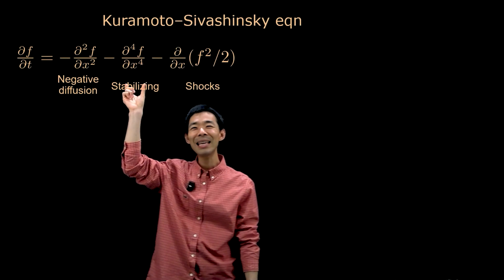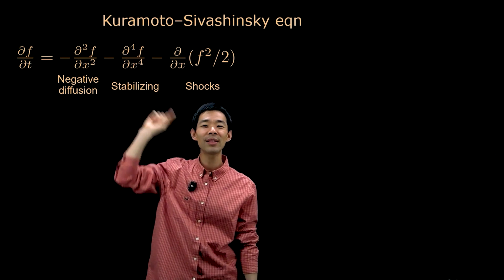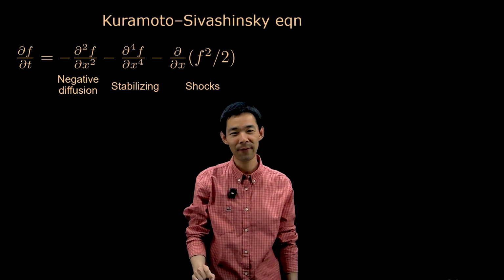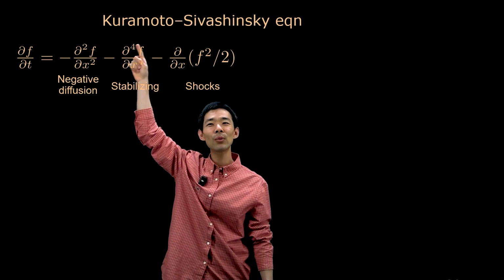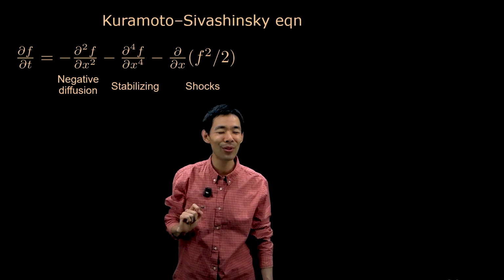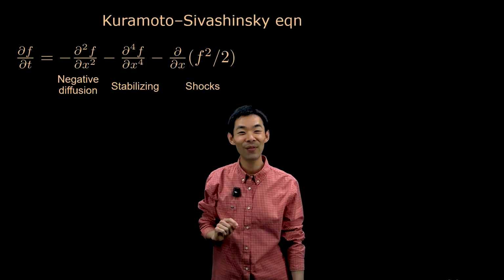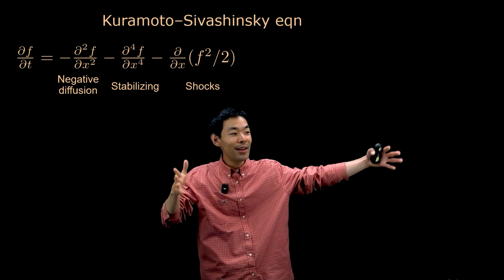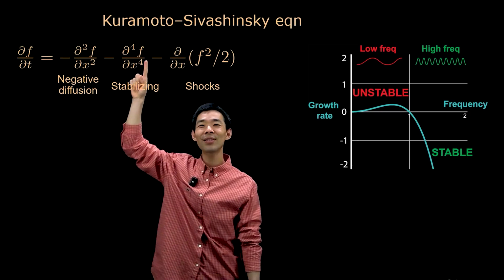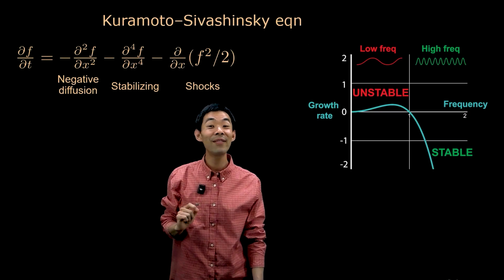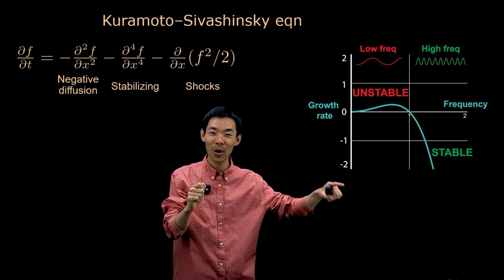However, in the Kuramoto-Sivashinsky equation, there is an additional term on the right-hand side, which is a fourth order derivative. What's interesting about this fourth order derivative is that it will actually act as a stabilizing force that will beat out this negative diffusion term over a large enough wavelength. Therefore, this term will be very stabilizing, especially at the high frequency modes.